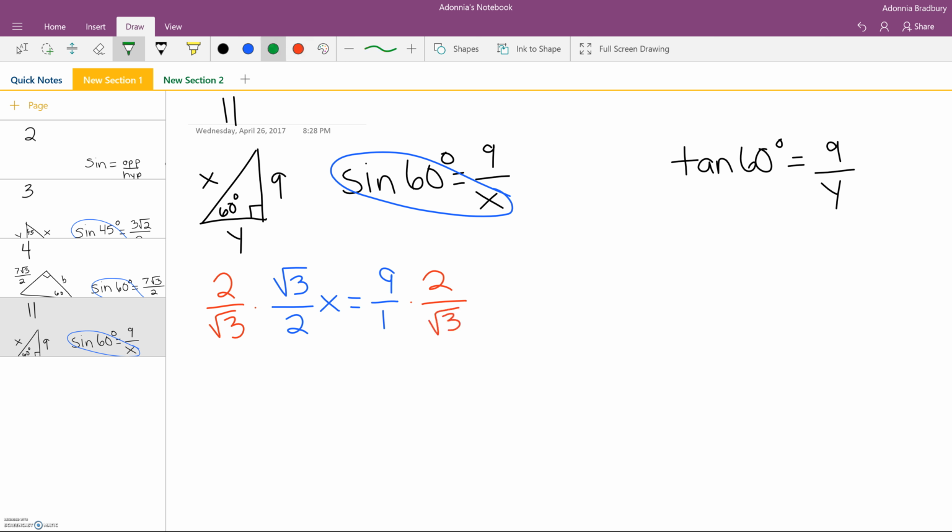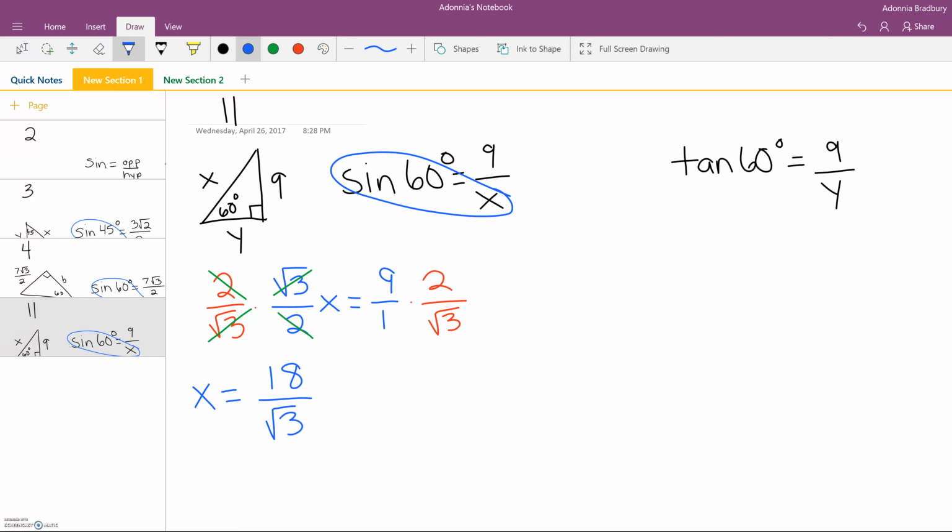Now, cross cancel what's like. So on the left-hand side, we're going to cancel out the radical 3's and the 2's. But on the right side, there's nothing to cancel out yet. Okay, so when we write what we have left of this problem, we have an x on the left. 9 times 2 is going to be 18 as your numerator. And on the bottom, we're going to have a radical 3.